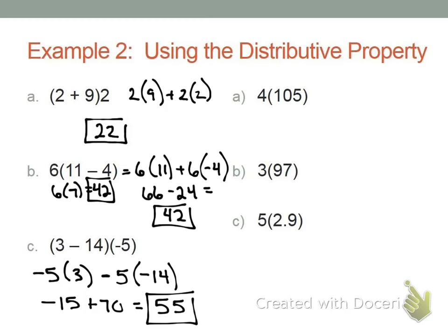Okay, who got it right? 55? Good. Who got the equivalent expression? Okay, good. Good, about half of you. All right, so guys, it's a new concept. It's okay if you don't get it right off the bat.